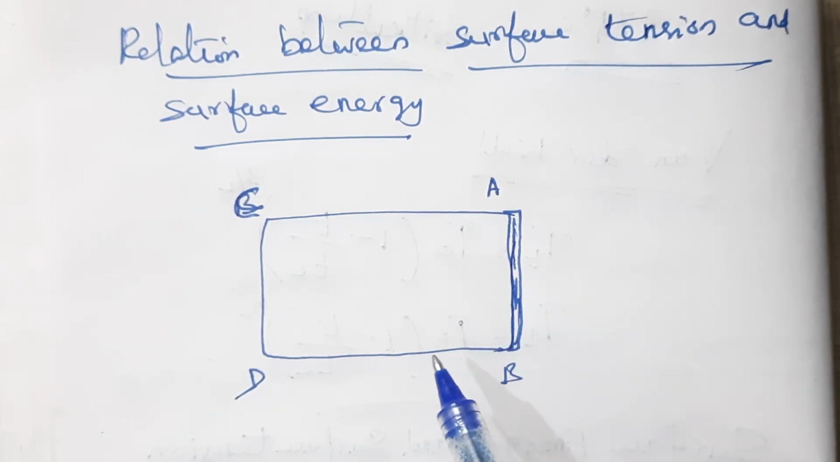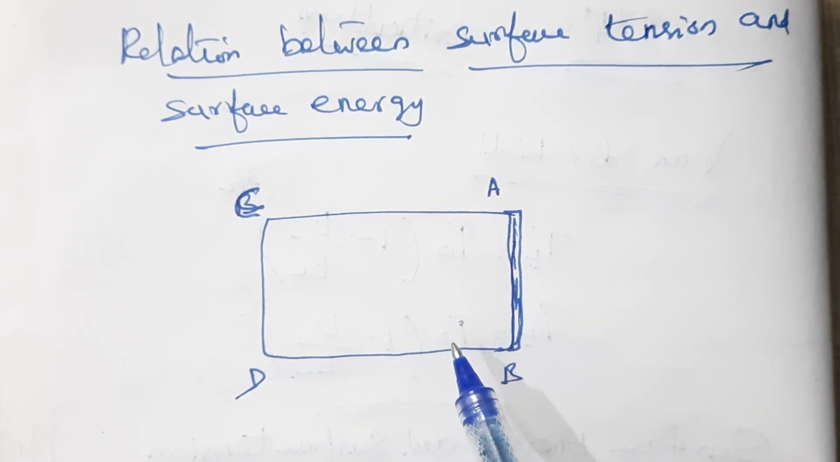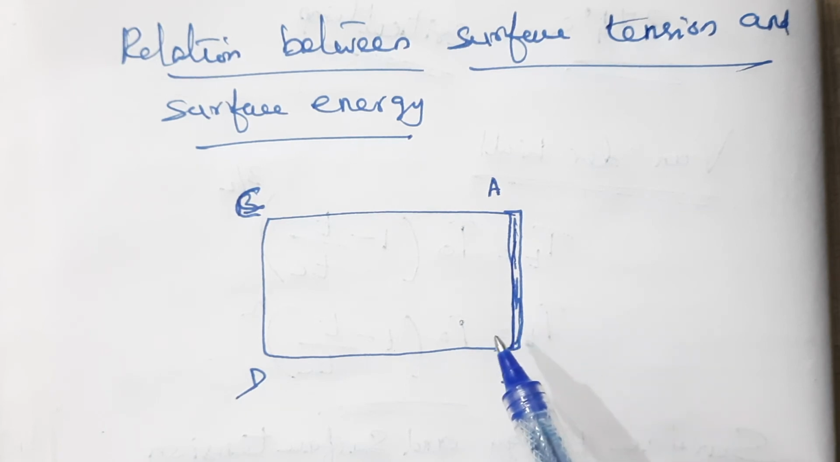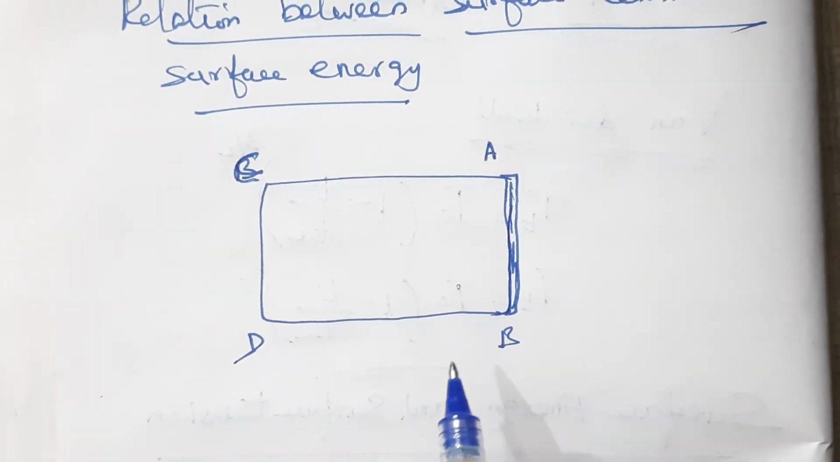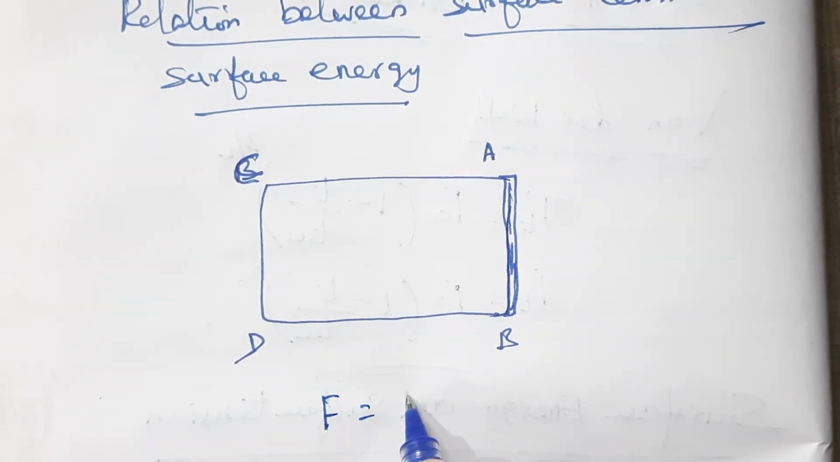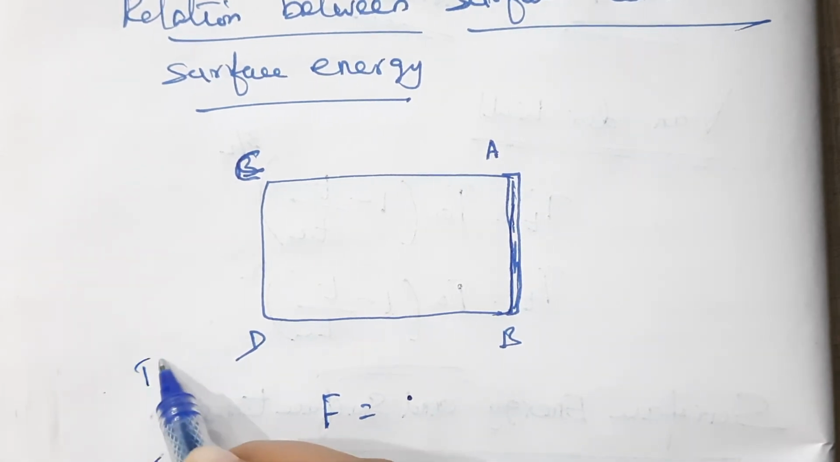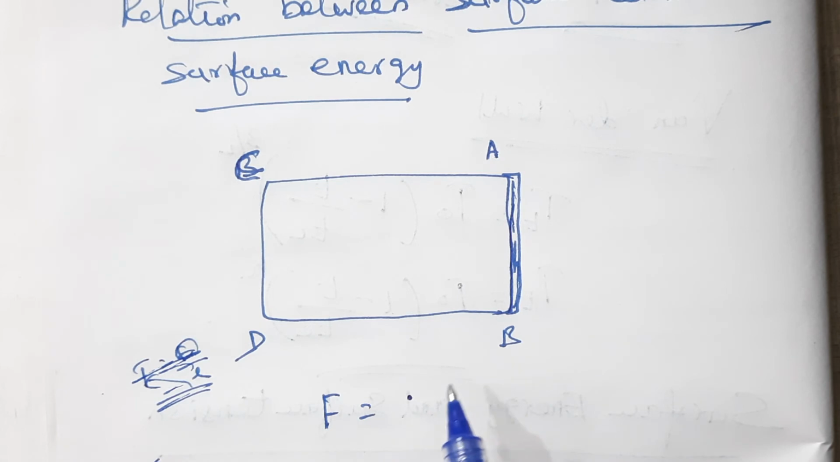Can you understand? When we dip this wire in the soap solution, a soap film is formed, and that pulls the wire inward due to surface tension. Let's write the force due to surface tension. We know that T is equal to F by L. So from this, F is equal to T into L. Am I right?